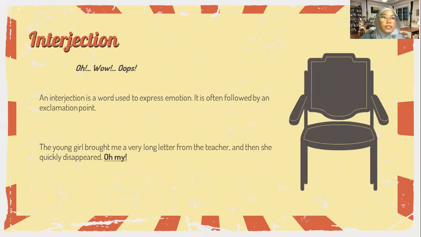And last but not least is interjection. An interjection is a word used to express emotion. It is often followed by an exclamation point, like oh, wow, oops, oh my God. Those are interjections. In this sentence, the interjection is obviously oh my.